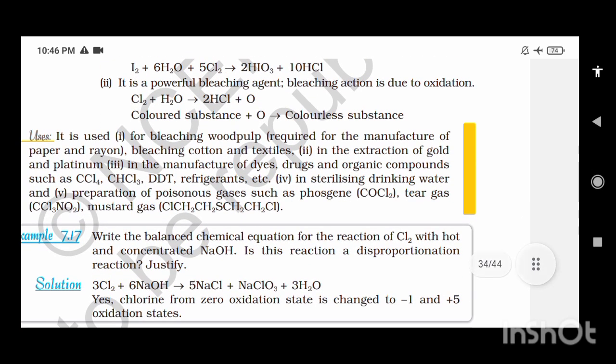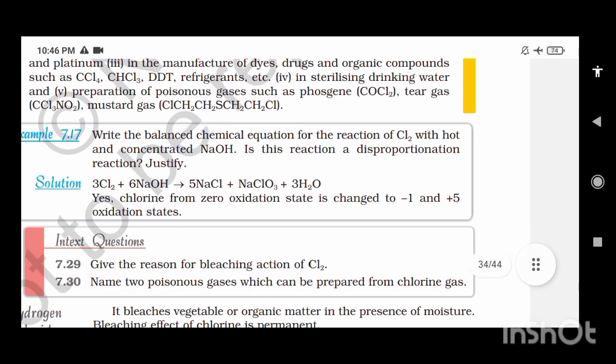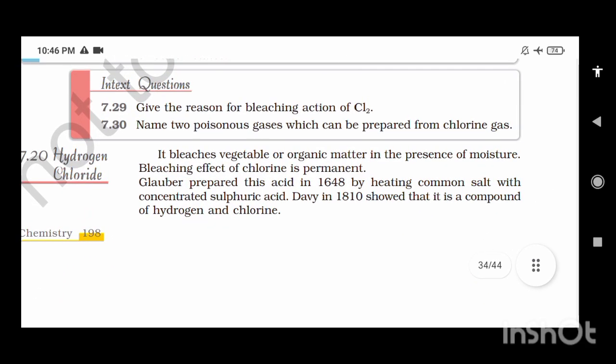Uses. It is used for bleaching wood pulp required for the manufacture of paper and rayon, bleaching cotton in textiles, in the extraction of gold and platinum, in the manufacture of dyes, drugs, organic compounds such as CCl4, CHCl3, DDT, refrigerants, in sterilizing drinking water, and in the preparation of poisonous gases such as phosgene, tear gases, mustard gas.